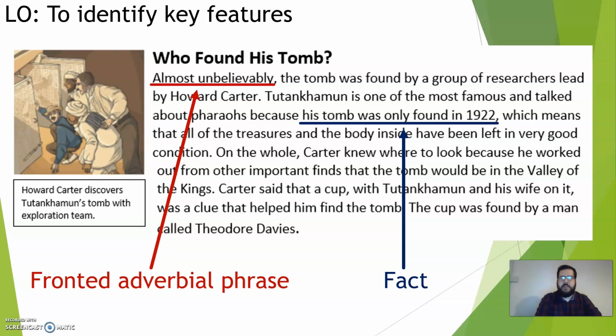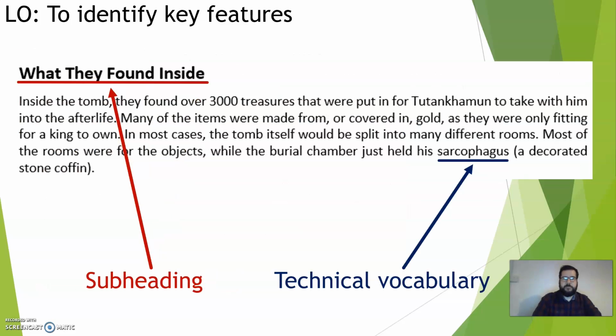You need to let the reader know that, so it is just a basic fact, and your report should be full of these. So a subheading: "What they found inside." So therefore I know that if I want to read about what they found inside, I go straight to this paragraph here. The technical vocabulary that I have found here is "sarcophagus." You cannot talk about what's in the burial chamber without using the word sarcophagus, so it is technical vocabulary.